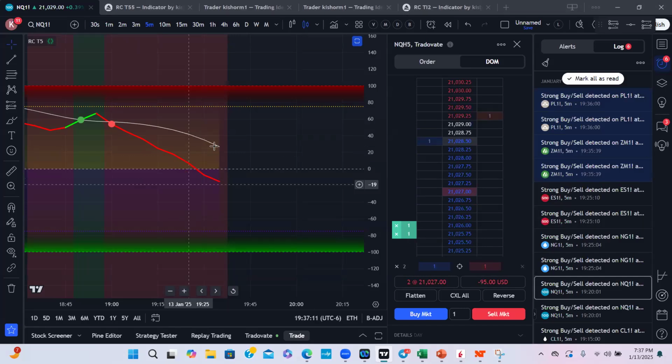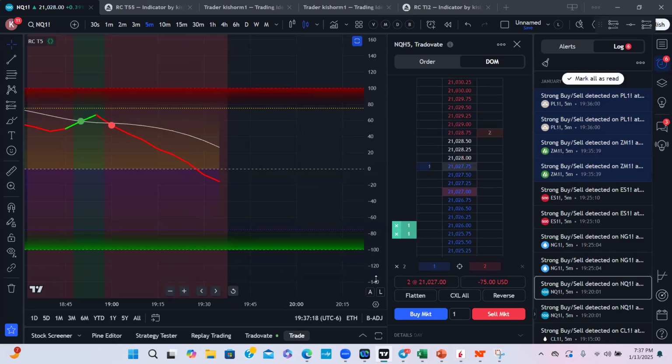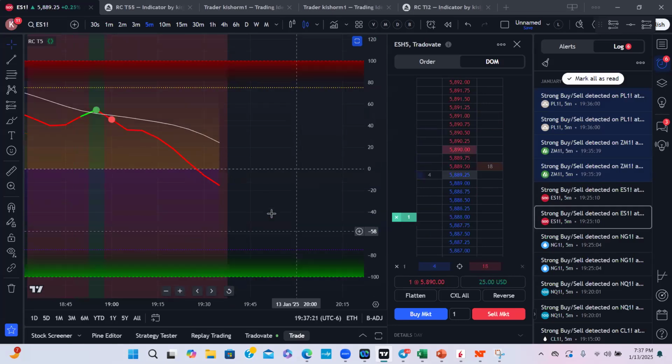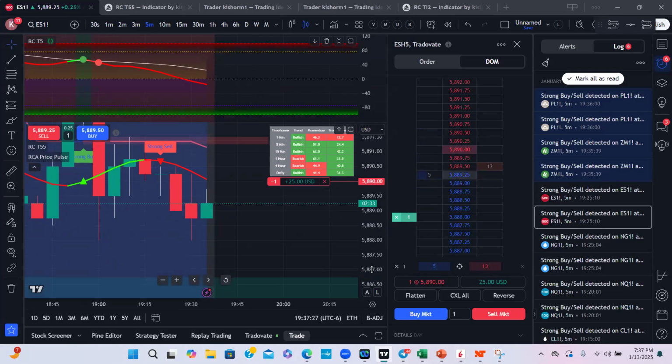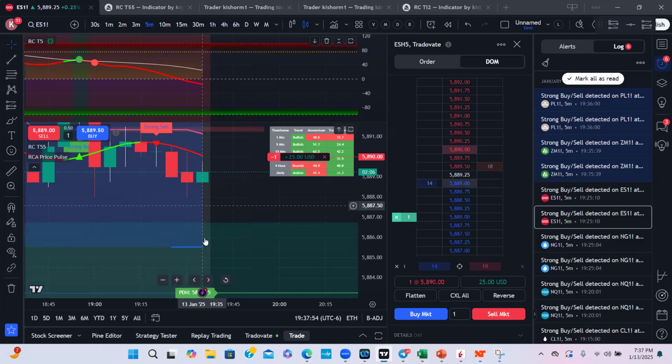There's still a big gap between these two lines. That means it can come all the way down, make profits. This should come all the way to this point.